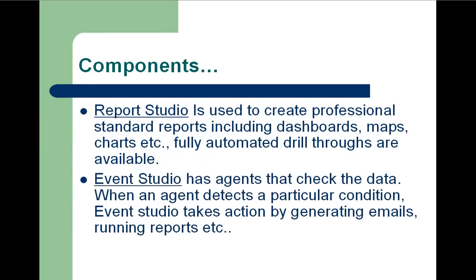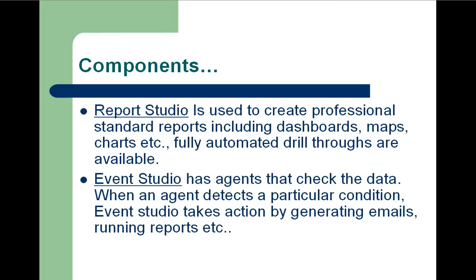Then Event Studio. Event Studio has some agents that check the data from time to time. Whenever an agent detects a particular condition, Event Studio generates some emails or runs reports, etc. So, for example, if a particular supervisor has become a manager, that is an event for the organization. Whenever an employee generates revenue of more than $2 lakh, that will become an event for the organization. Whenever these types of events occur in the organization, they should be notified across the organization.